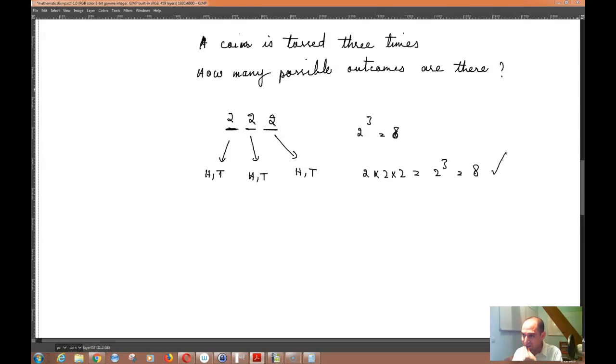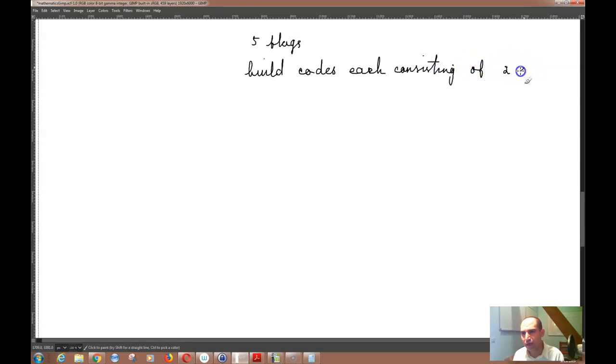And number 6: given 5 flags of different colors, how many different signals can be generated if each signal requires the use of 2 flags, one below the other? Okay, so you have 5 flags, and you want to build these codes, each consisting of 2 flags. Now, one below the other or one beside the other doesn't really matter.